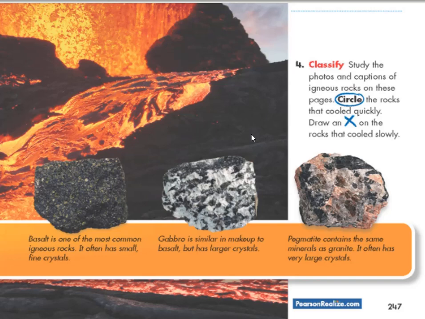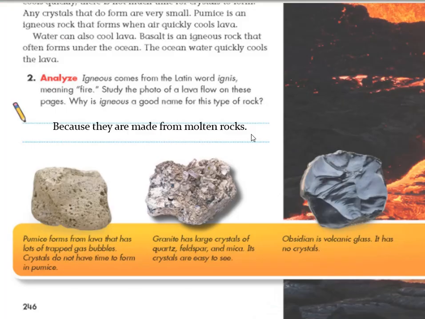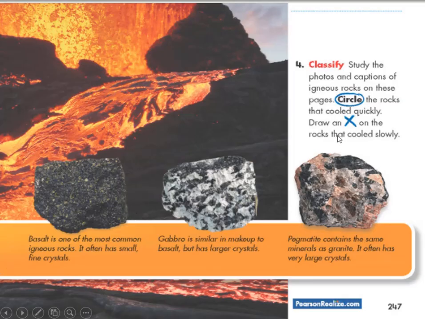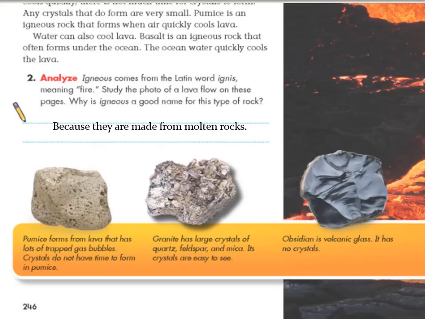Now let's think about question number 4. It's on page 247. We are going to classify those 6 kinds of rocks. Study the photos and captions of igneous rocks on these pages. Circle the rocks that cooled quickly. Draw an X on the rocks that cooled slowly. Okay, let's read the first example.